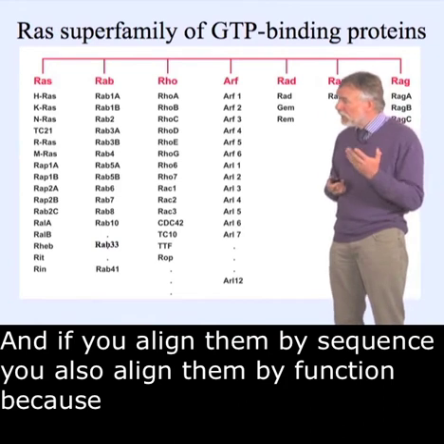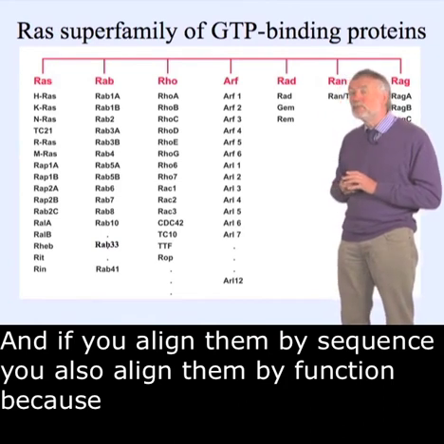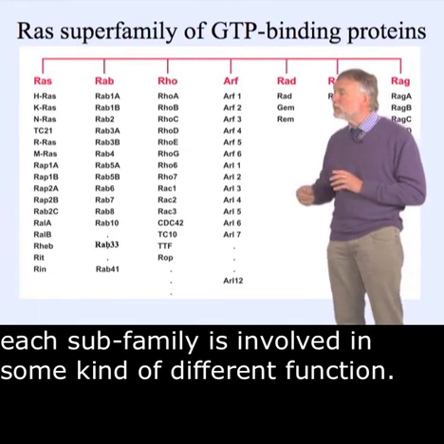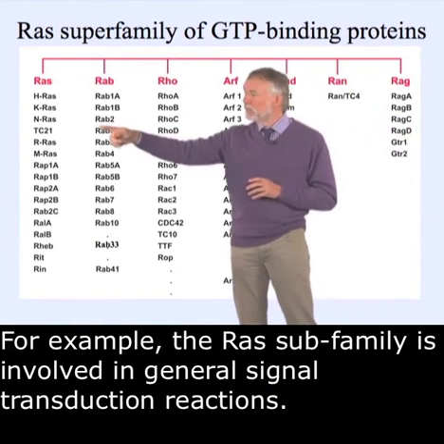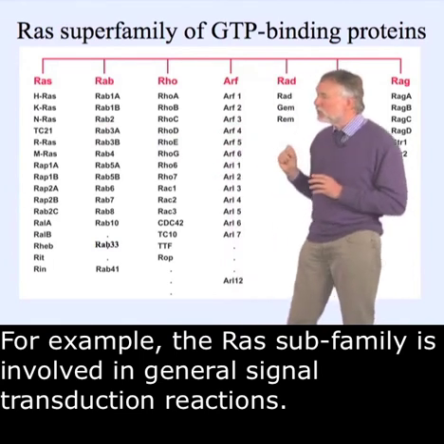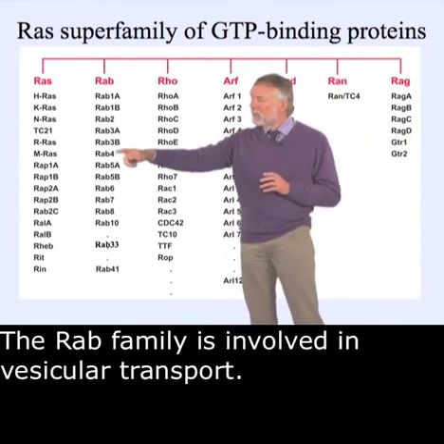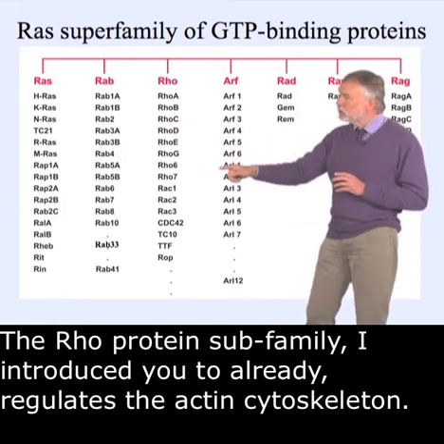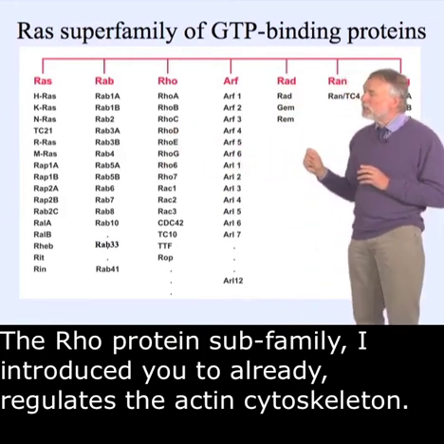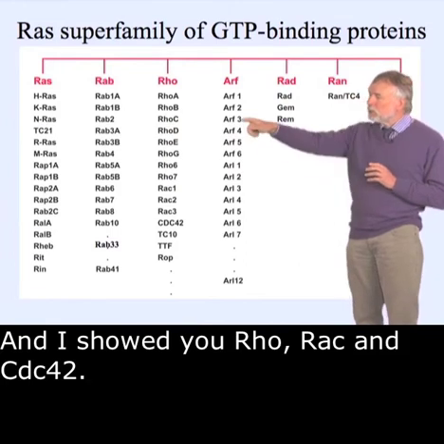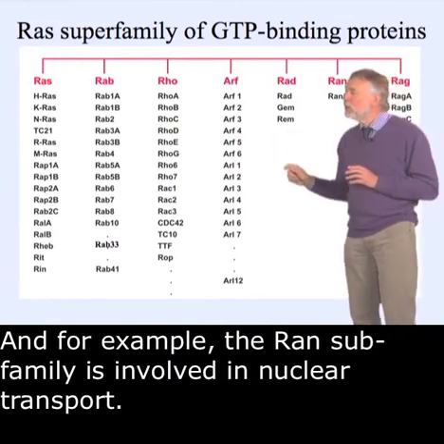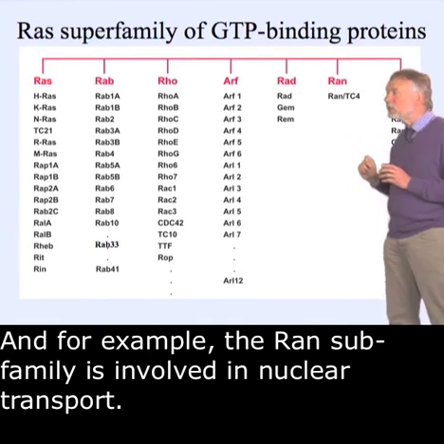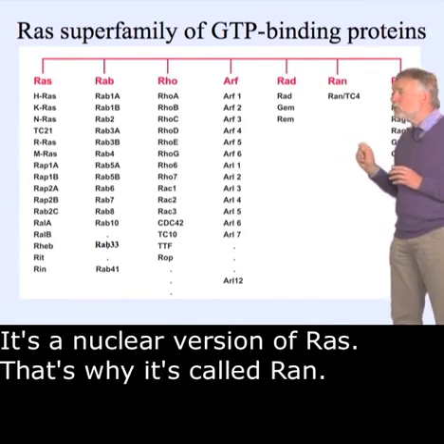And if you align them by sequence, you also align them by function, because each subfamily is involved in a different type of function. For example, the RAS subfamily is involved in general signal transduction reactions. The RAB family is involved in vesicular transport. The Rho protein subfamily I introduced you to already regulates the actin cytoskeleton. And I showed you Rho, RAC, and CDC42. The RAN subfamily is involved in nuclear transport. It's a nuclear version of RAS, that's why it's called RAN.